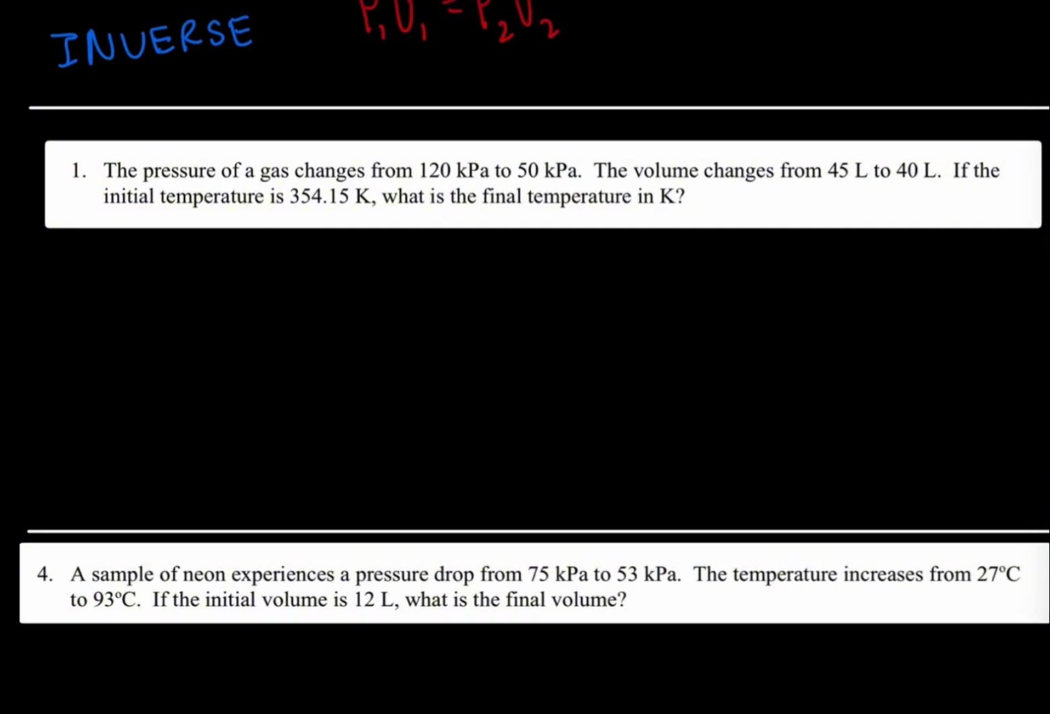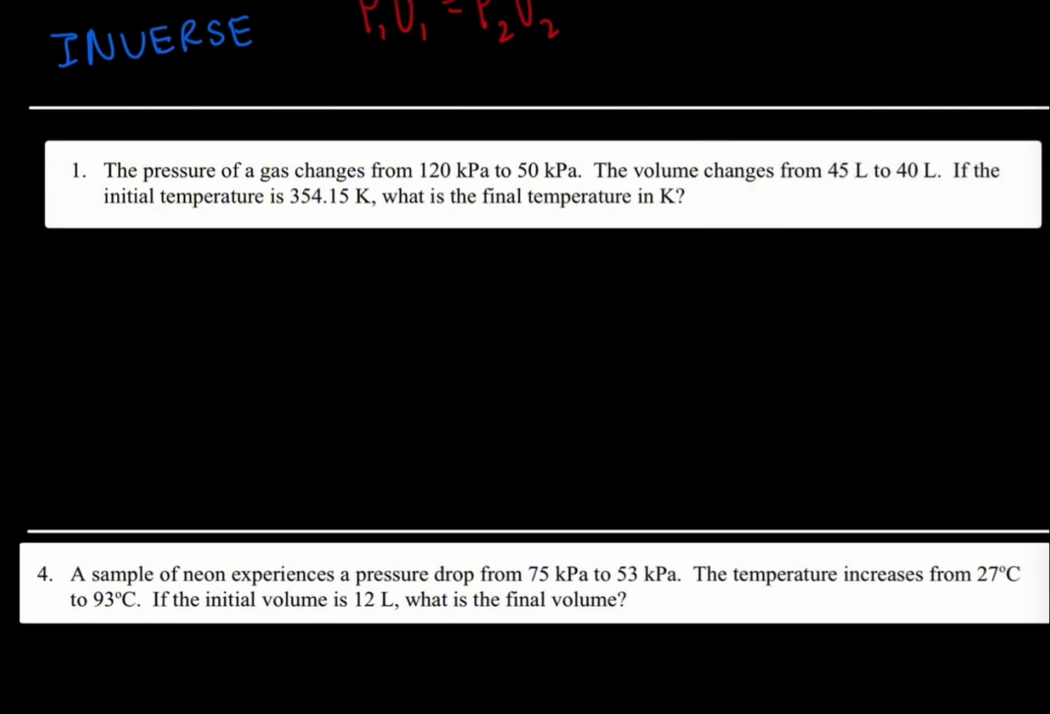So now let's do this practice problem. The pressure of a gas changes from 120 to 50. The volume changes from 45 to 40. If the initial temperature is 354.15 Kelvin, what is the final temperature in Kelvin?